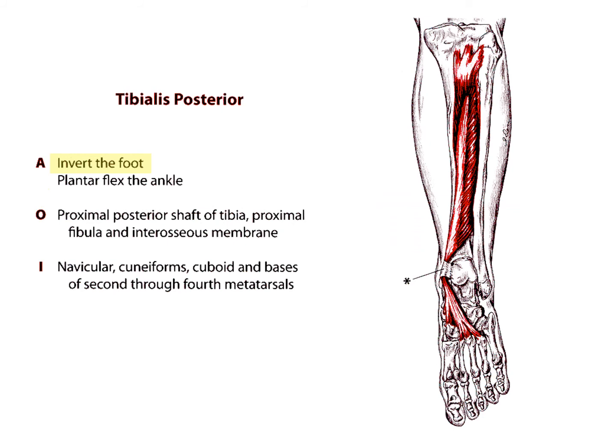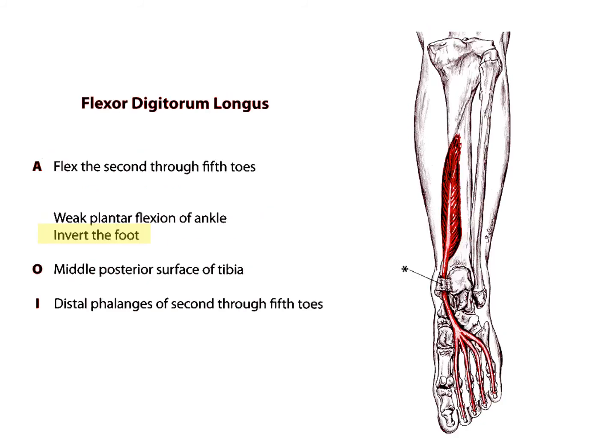The tibialis posterior, which was previously shown to assist with plantar flexion, enters the foot on the inside of the ankle and therefore assists with ankle inversion. The flexor digitorum longus, which was previously shown to assist with plantar flexion of the ankle, enters the foot on the inside of the ankle and therefore assists with ankle inversion.